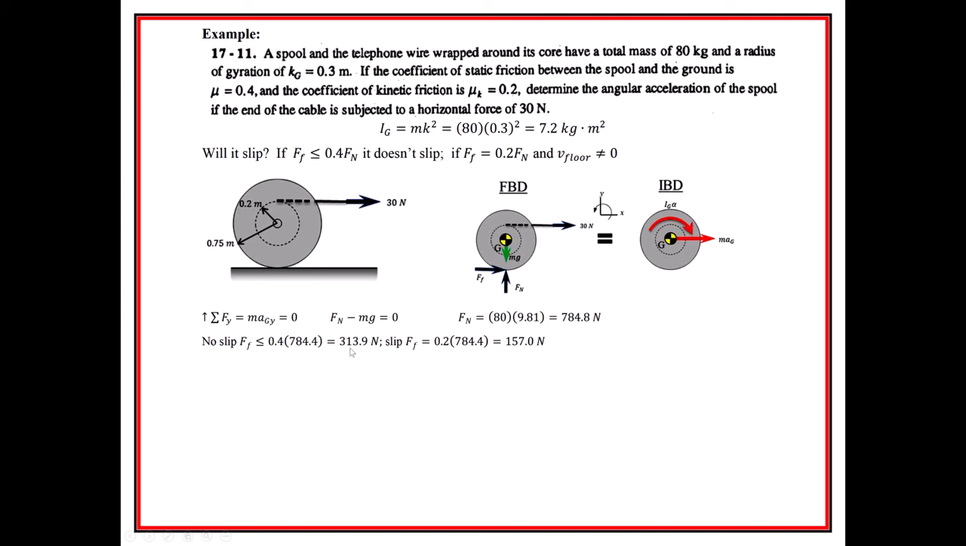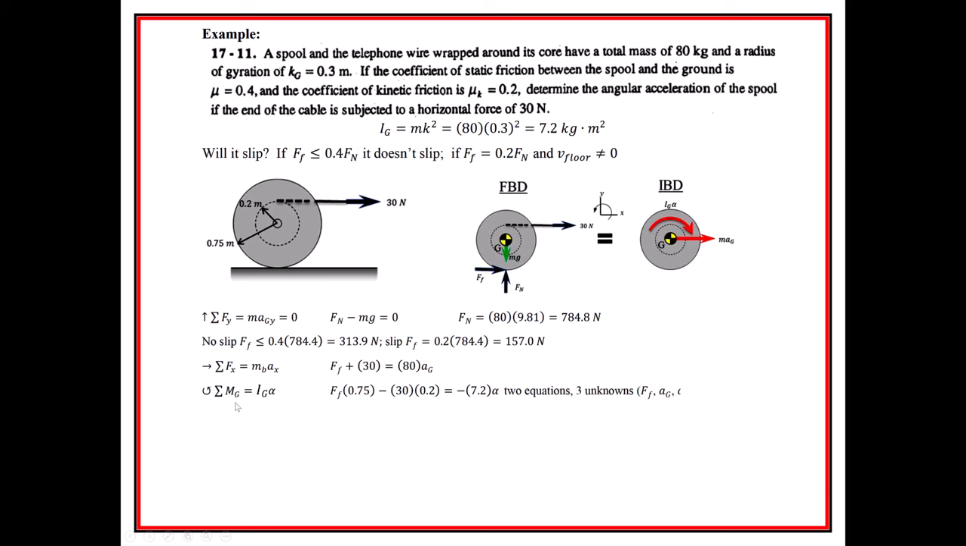If the friction force that this thing is experiencing is less than 13.9 newtons, then we're going to have no slip. But if it is slipping, then the friction force is going to be 157 newtons. Now take a look at the x direction. We're going to find the relationship between that friction force and the 30 newtons that we're pulling. Those two are both in the positive direction, and that's going to equal 80 times whatever the acceleration a_G is going to be.